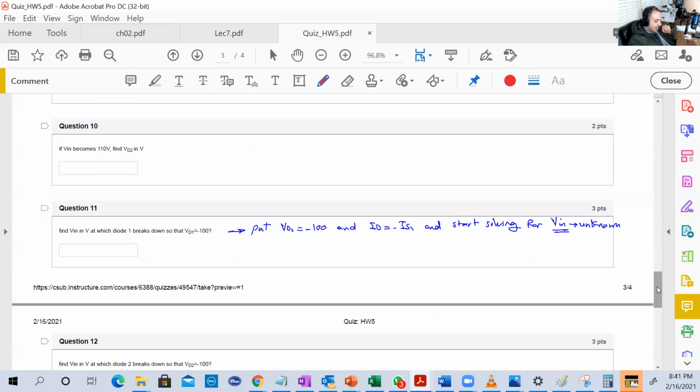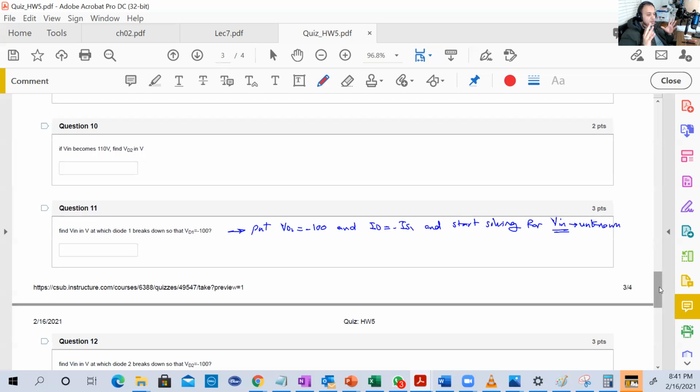For question 11, which is really smart, when you solve it, you will feel happy because you have done something good, which is to find the input voltage at which the diode will break down. And what I mean by that question is to find the minimum input, the minimum battery voltage that we can put to turn diode 1 into breakdown.